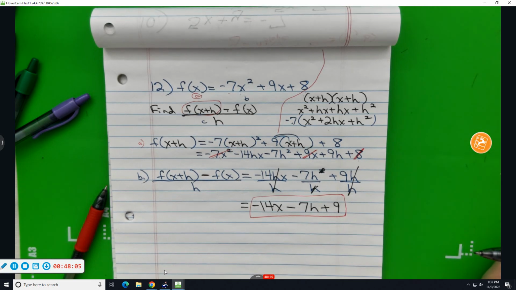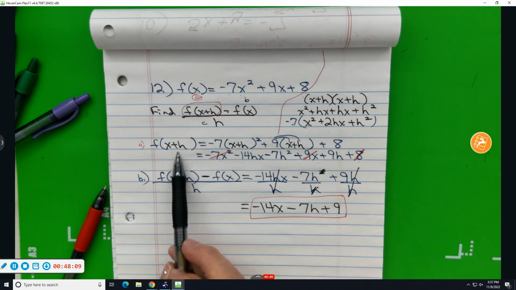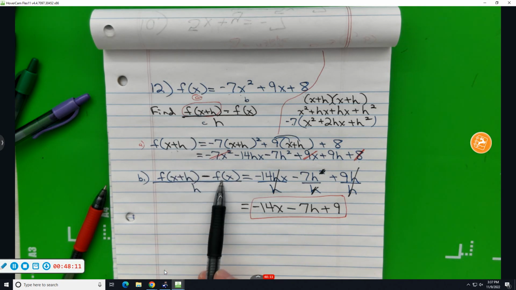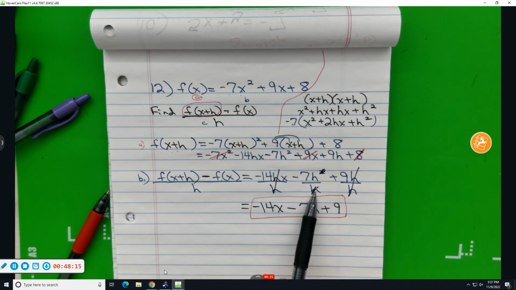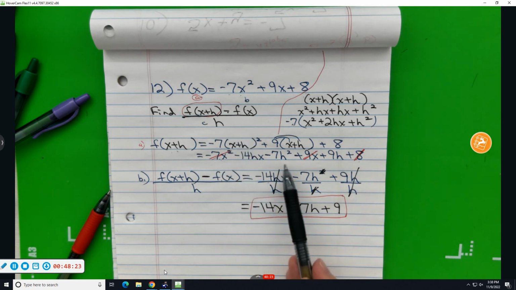Any questions on this one before we go on? Find f of x plus h first. Then take away the original function's terms. Then divide the remaining terms by h. And they'll all have an h. The only ones left here, after you take away the original terms, will be the terms containing h.